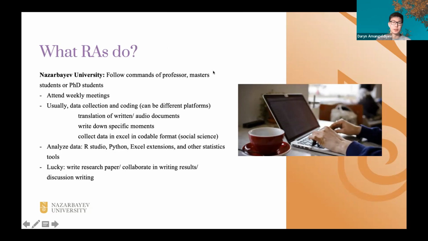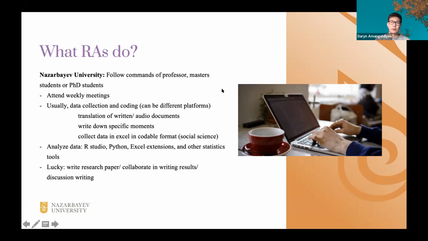So what do research assistants at university usually do, and why are they needed? Overall, the main importance of research assistants is the data collection process, which is the beginning part of the research. So we need data to analyze. We need data from which we can conclude some connections and correlations, and conduct the study overall.